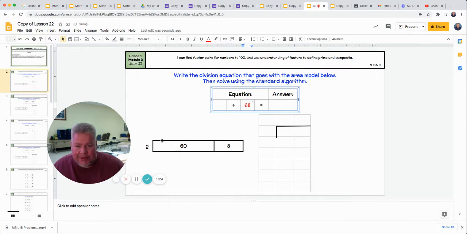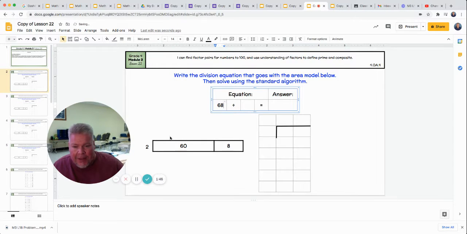Here I go with my typing issues again. Oh, look where I wrote it, though. Look what I wrote. 2 divided by 68. Is that what that shows? Is this 2 divided by 68? Absolutely not, Mr. Helton. You better be careful with that. I did it without even thinking. So our number that we're dividing is 68.